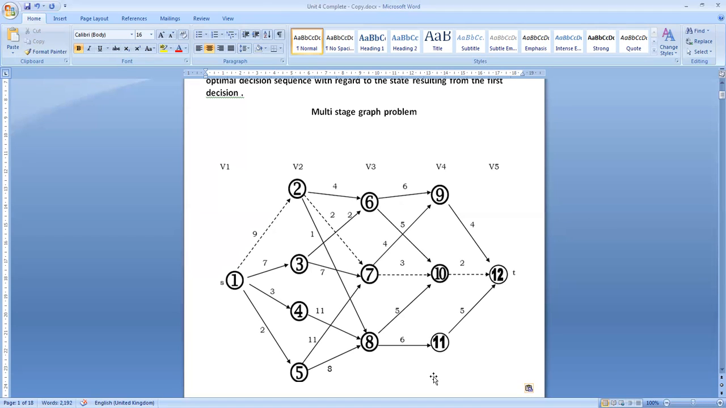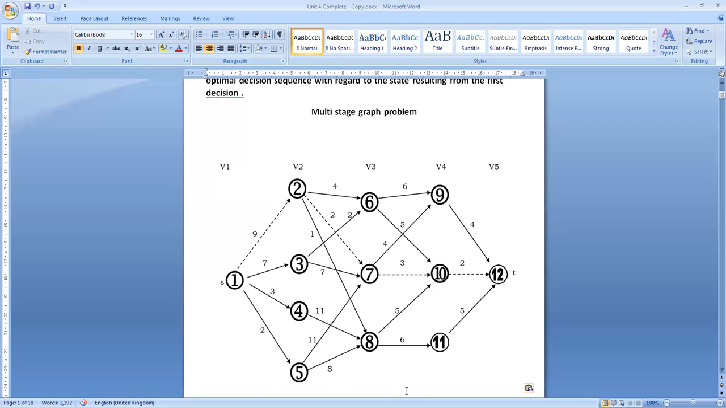So the vertices of this graph are divided into 5 stages. And also you notice every edge. An edge is always from one stage to the next stage. For example, you take this edge. This edge is from stage 1 to stage 2. Now you take this edge 7 to 10. So this edge is from stage 3 to stage 4. Okay. So an edge will go from one stage to the next stage only.